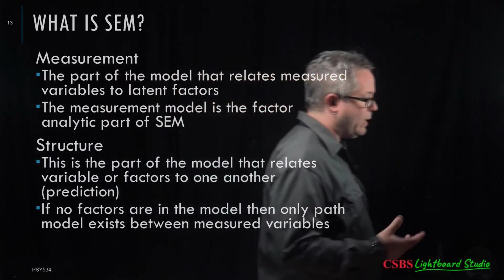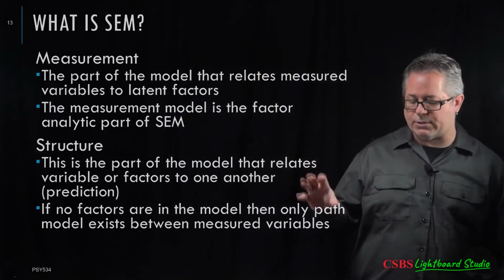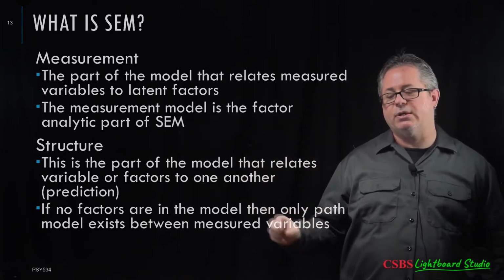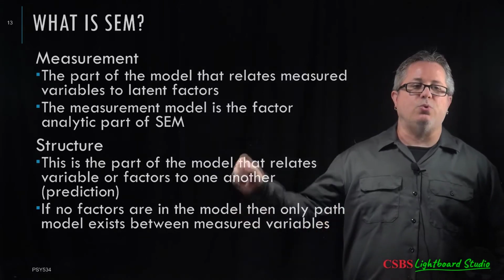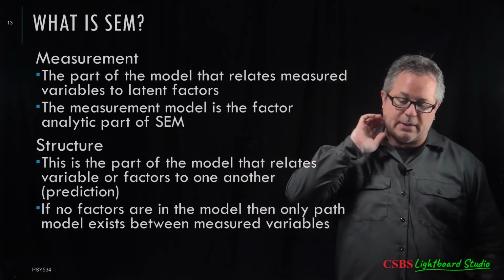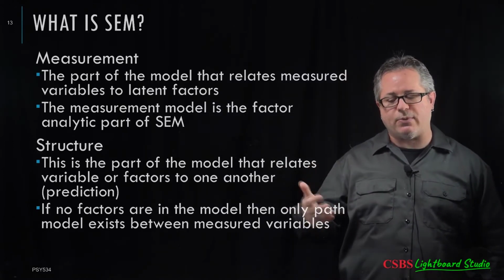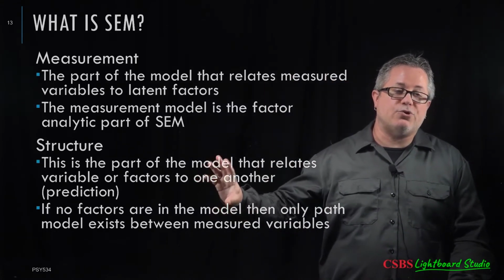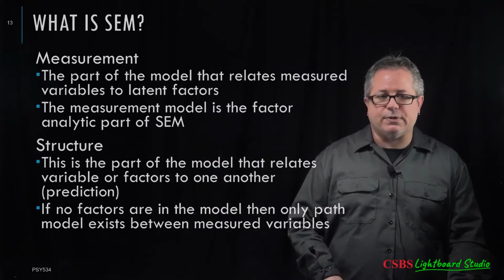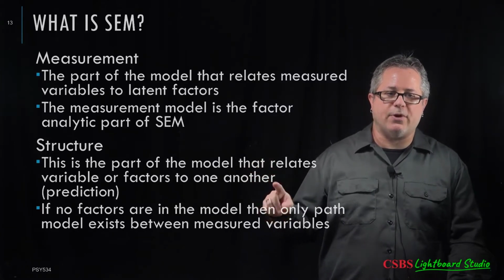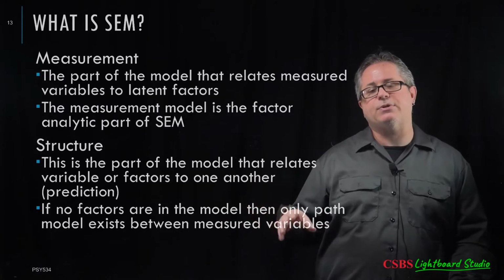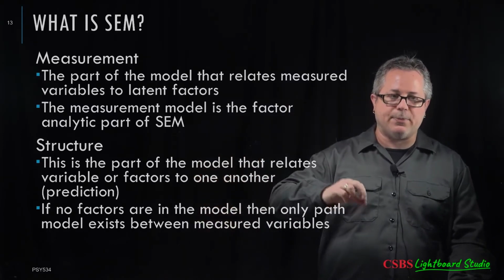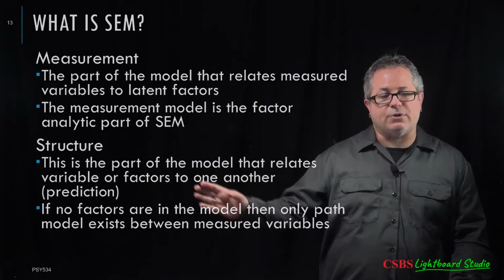Continuing with what SEM is, there are two parts. There's the measurement part I mentioned a few slides ago. The measurement part is really the factor analytic part. It relates indicators, measured items, to latent variables. That fits, because measurement theory, like psychometrics, is about identifying these latent variables, so it makes sense that it's the measurement component. Then you have the structural part, the model that relates variables or factors to one another. This is the prediction part, the regression component. This is what allows us to take one latent variable and predict another factor with it. So that's the structural part.